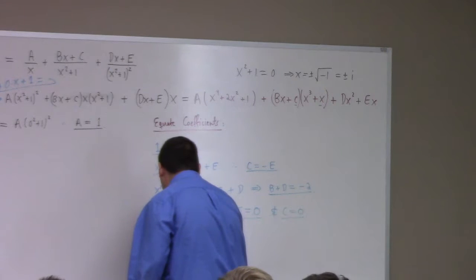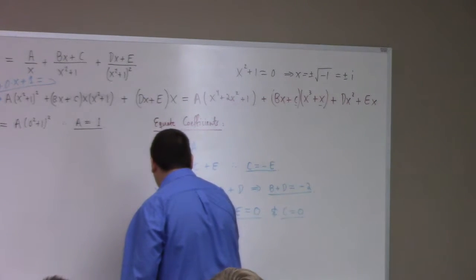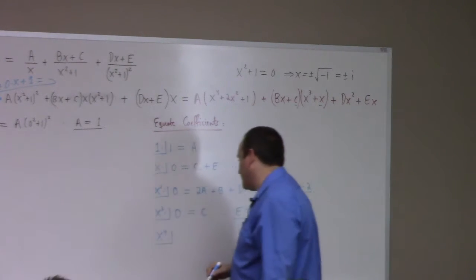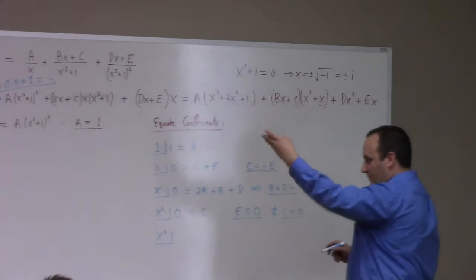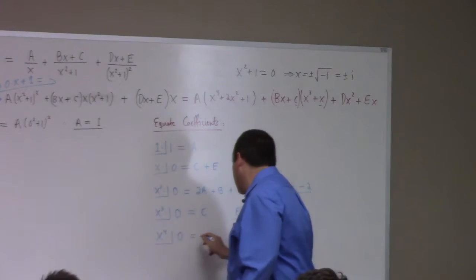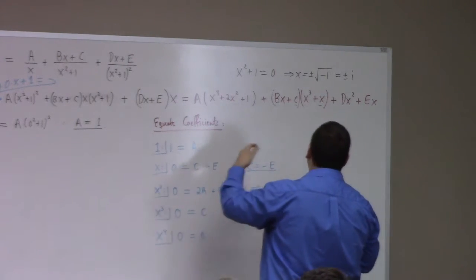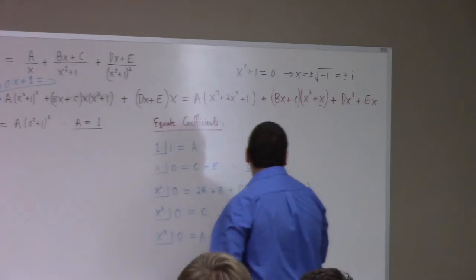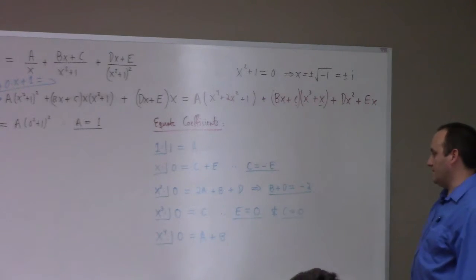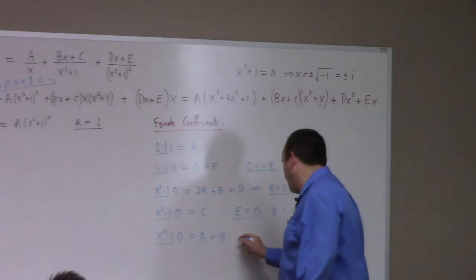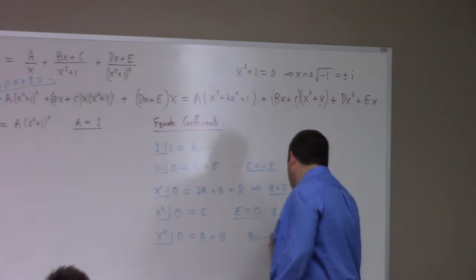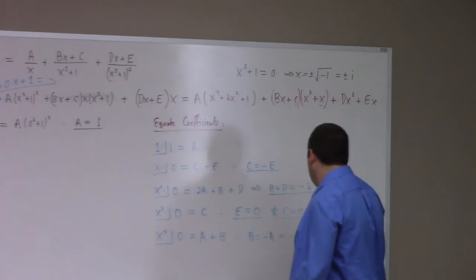Imaginary numbers are no more imaginary than real numbers. This is a very unfortunate terminology. Let's see here. Anyway, x to the fourth. There is no x to the fourth coefficient over there, so you got 0. On the other side, you got what? A, B, anything else? All right. So therefore, b is equal to minus a, which is equal to minus 1.